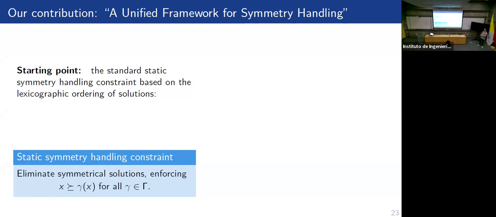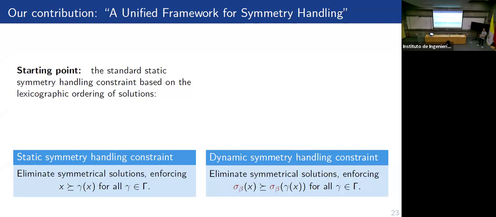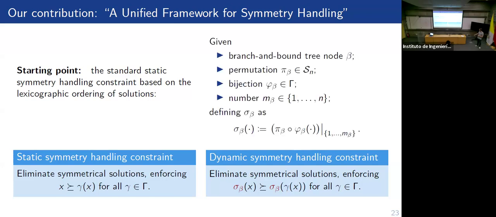So what is the starting point of our contribution? Basically, we started looking at these static symmetry handling constraints. And what we wanted to do is dynamify these symmetry handling constraints. So instead of looking at these, we invented a map sigma, where for every branch and bound node beta we choose a map. Effectively, we are morphing the lexicographic order for every branch and bound node beta. If we are able to choose the sigma arbitrarily for every branch and bound node, then it's very likely that we are just removing symmetries from the problem. So there are some conditions that the map sigma has to comply with.